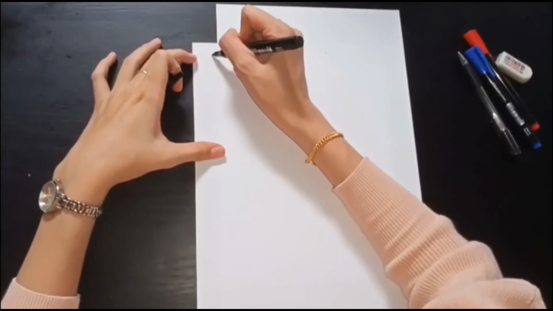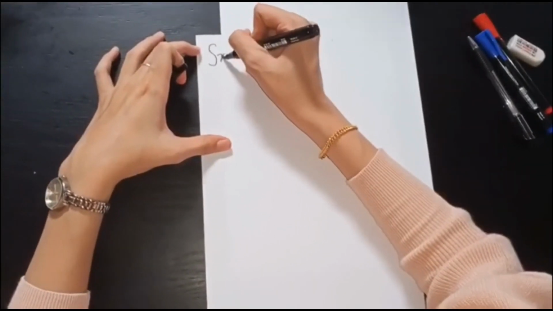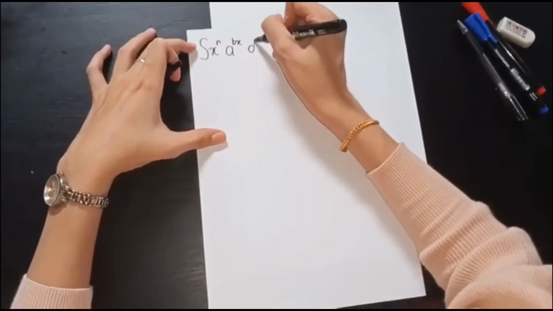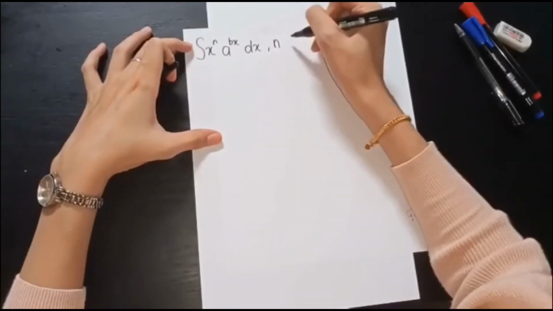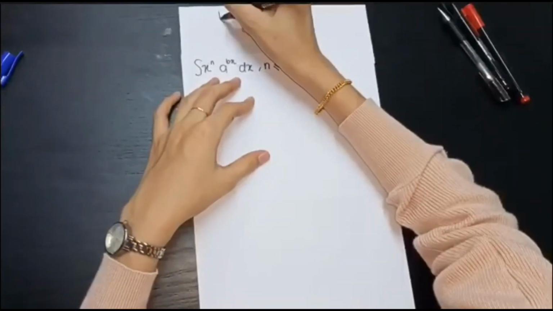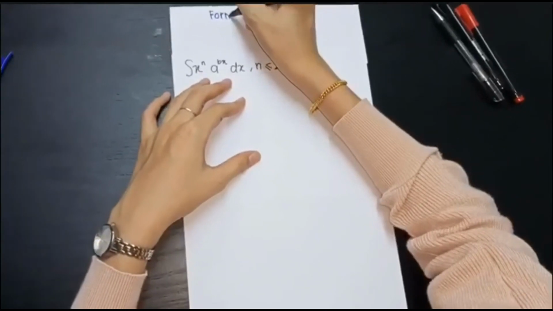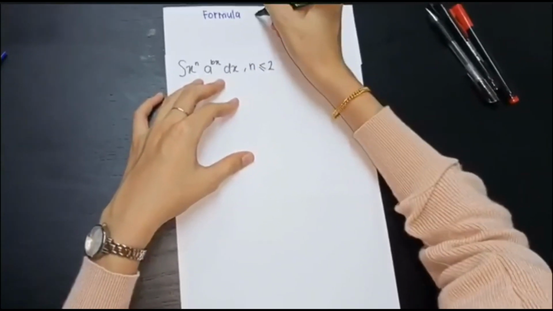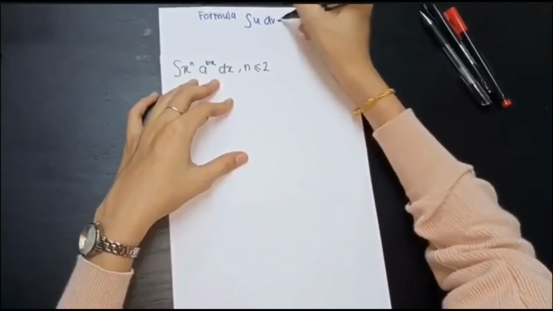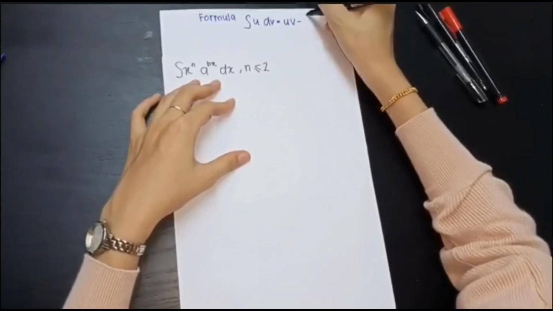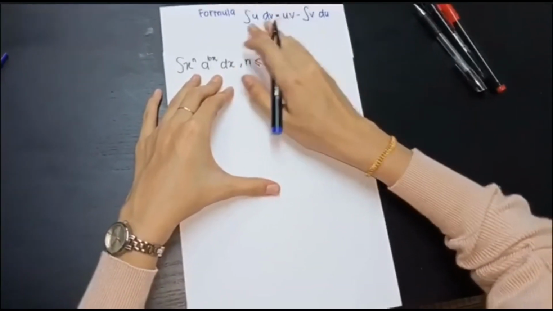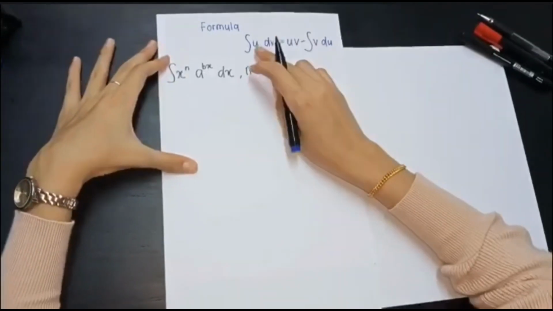So we got a question, integral x to the power of n a to the power of bx with respect to x, and our n is smaller than or equal to 2. A basic formula where integral u dv equals to uv minus integral v du. So we're gonna find each of it. We're gonna find everything that we have in the formula.